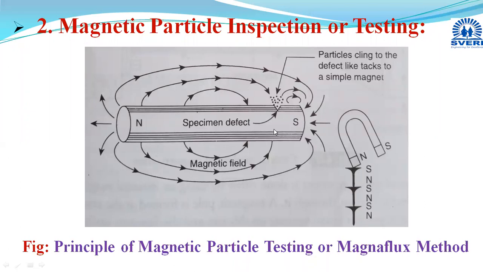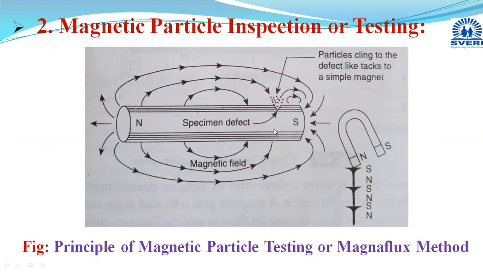Magnetization is done by passing current. It may be direct current, which will be termed direct magnetization, or you can go for alternating current also. Depending on your requirement, you can go for direct magnetization or magnetization with the help of alternating current. Now, the actual principle here is that the specimen under test is magnetized by passing the current through that component.